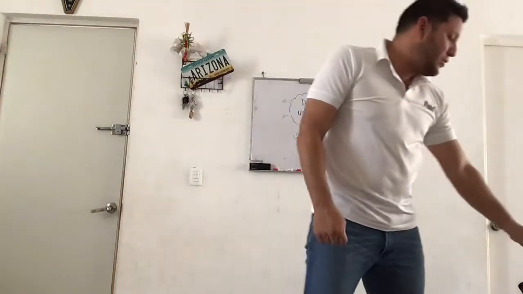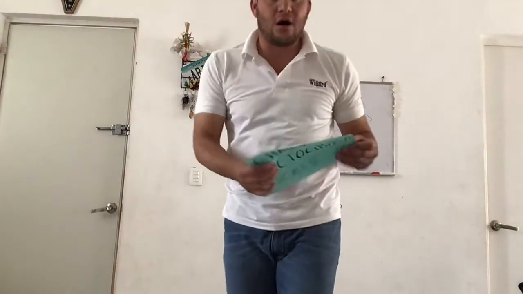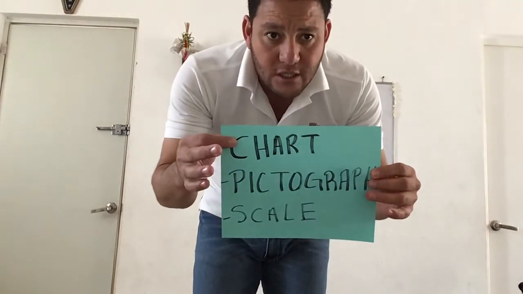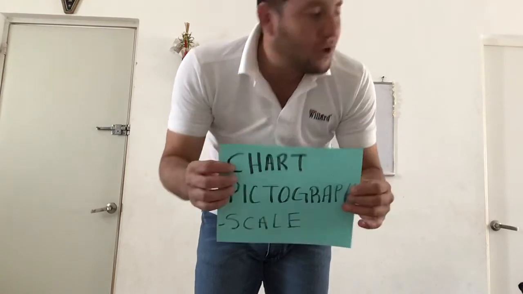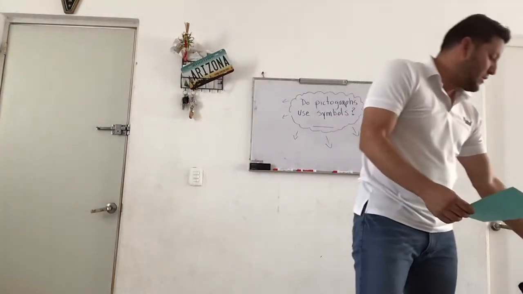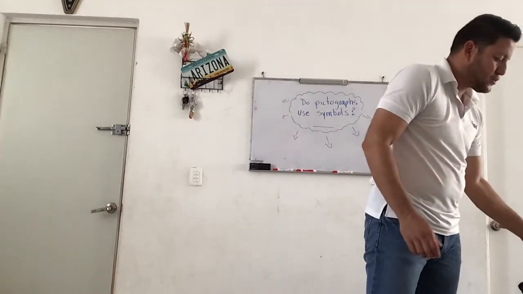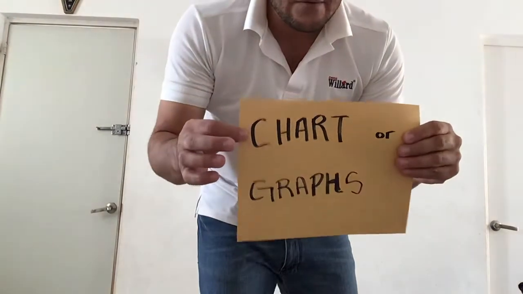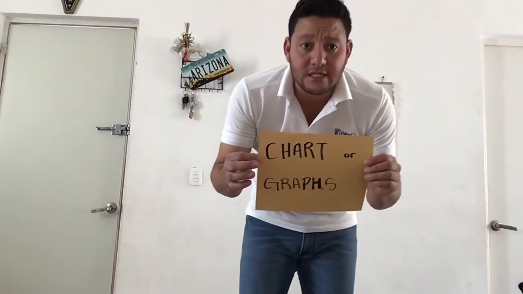So the first three vocabulary words for today, guys, are chart, pictograph, and scale, okay? Let's talk about the first keyword for the day, which is chart. 1, 2, 3, chart. Or we can call it a graph. Okay, they're the same, chart or graph, okay? So we're going to be talking about graphs.